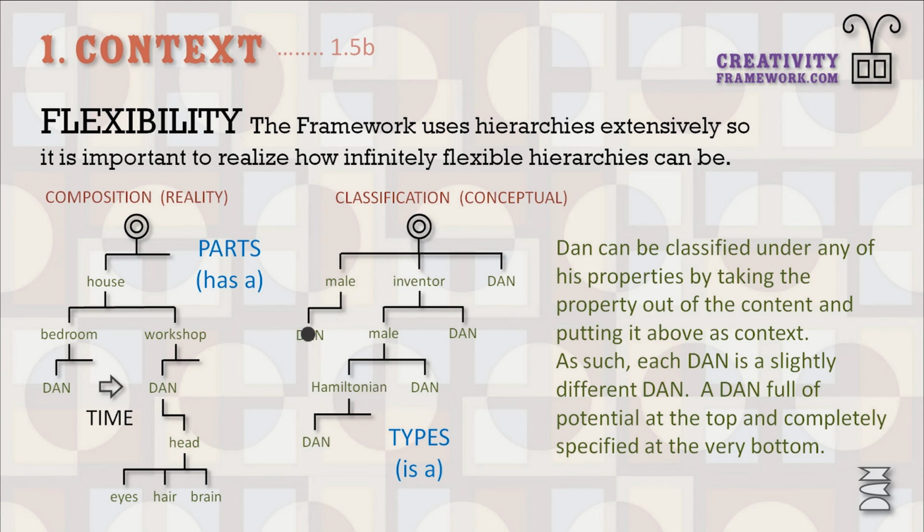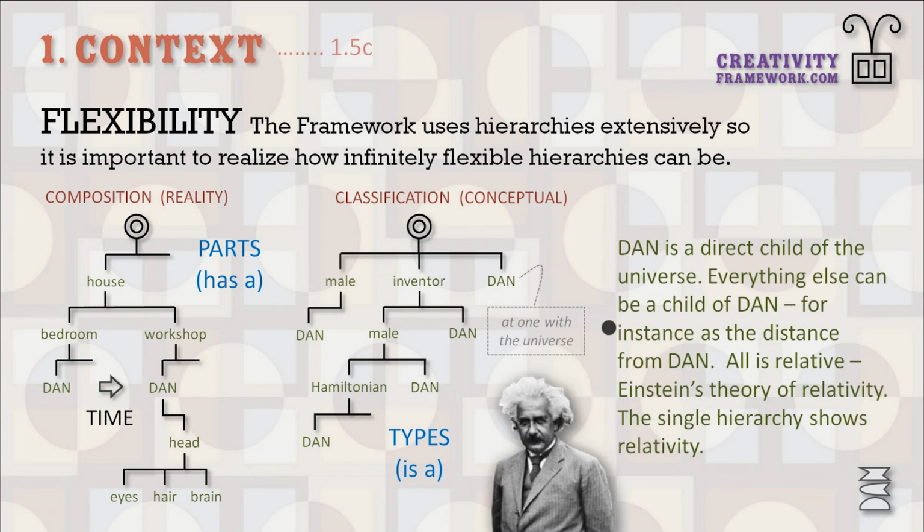Now, of everything, there's males. And there's Dan there. And here's a neat one. Of everything, there's Dan. So you are directly classified under node 0, under the universe. You're at one with the universe. Does that sound familiar? This just shows it so clearly. So, at one with the universe.